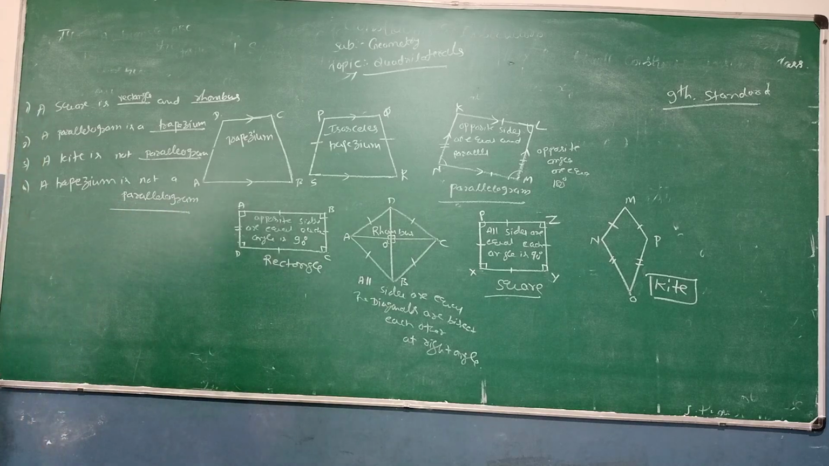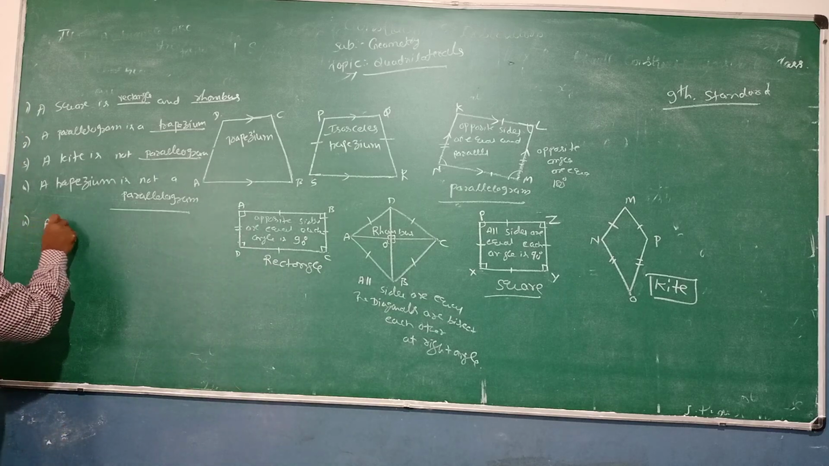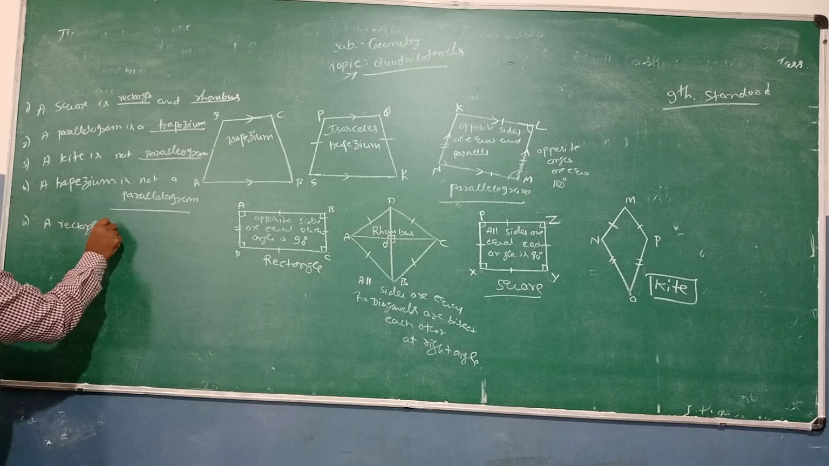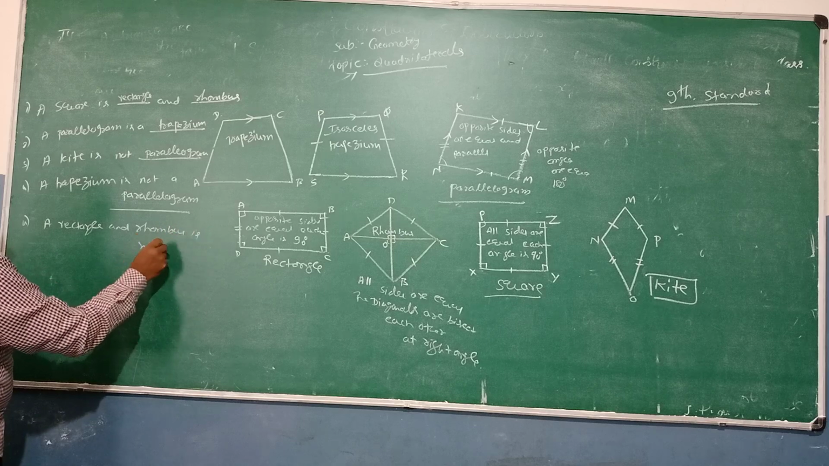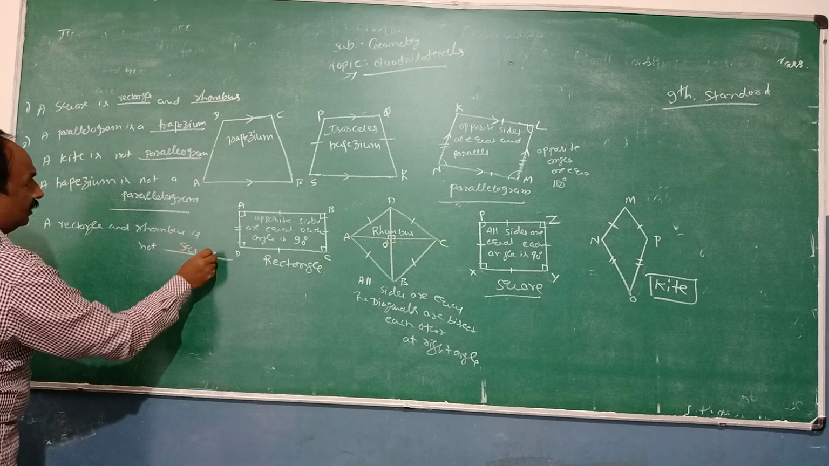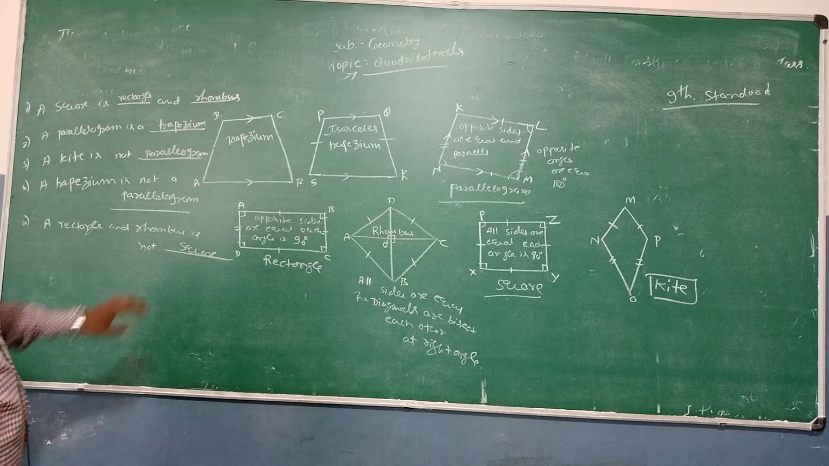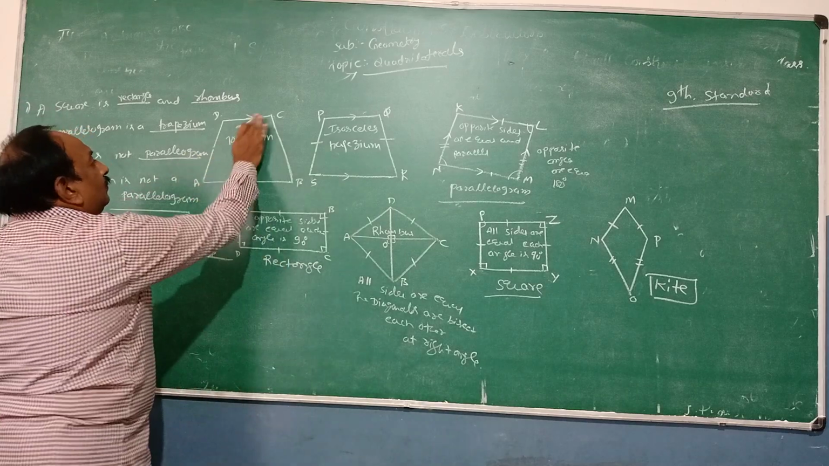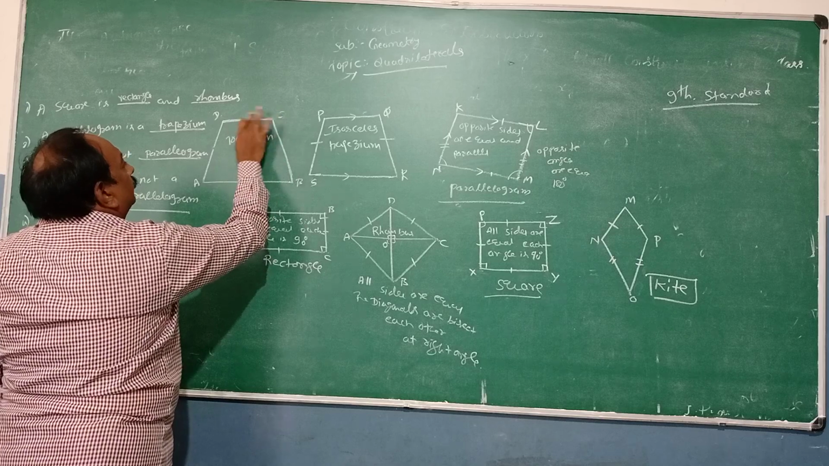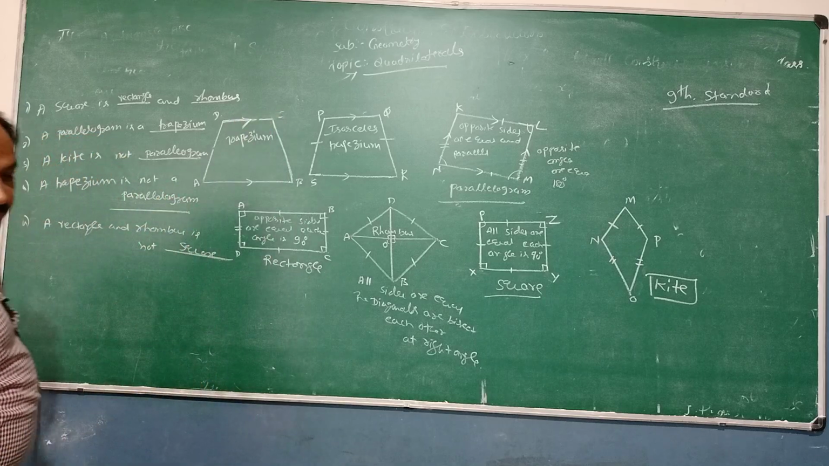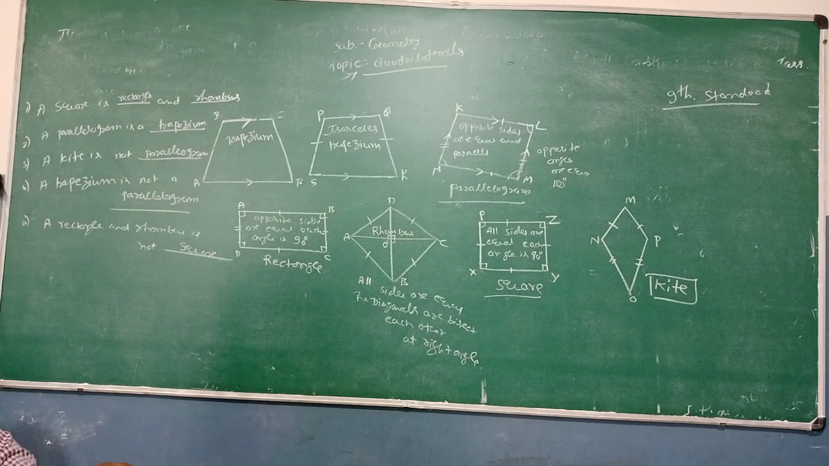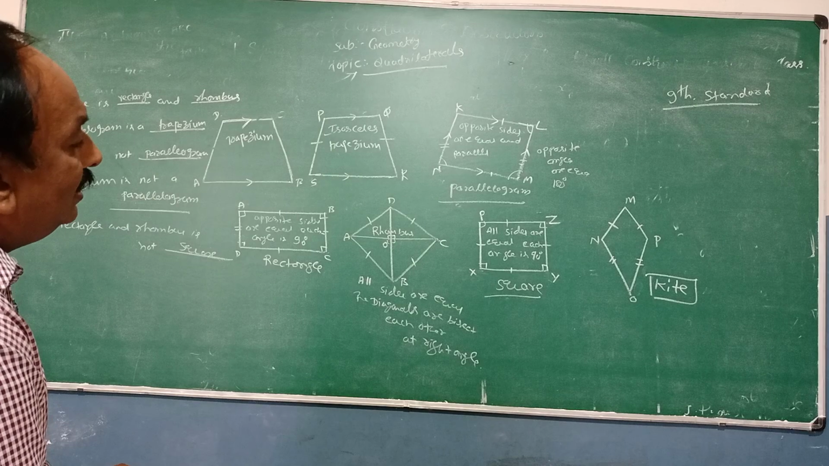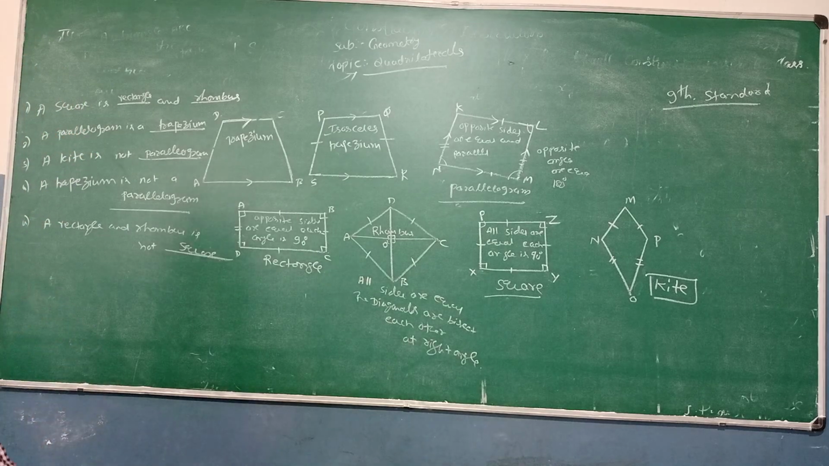Next, a rectangle or rhombus is not a square. So observe the figure. We have to write neatly. This is a trapezium. This is an isosceles trapezium, parallelogram, rectangle, rhombus, square, and kite. These are all the types of quadrilateral.